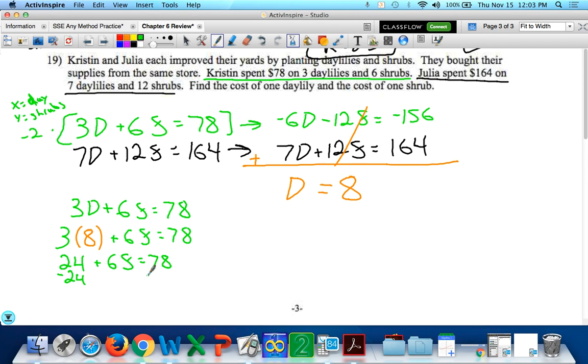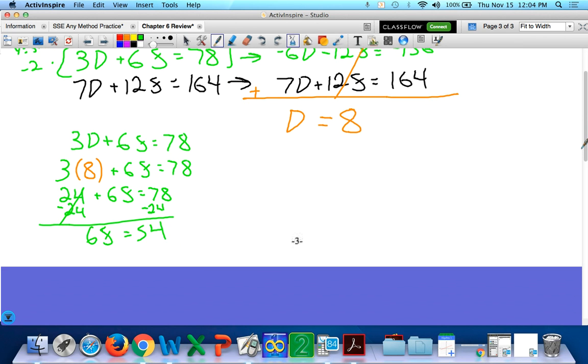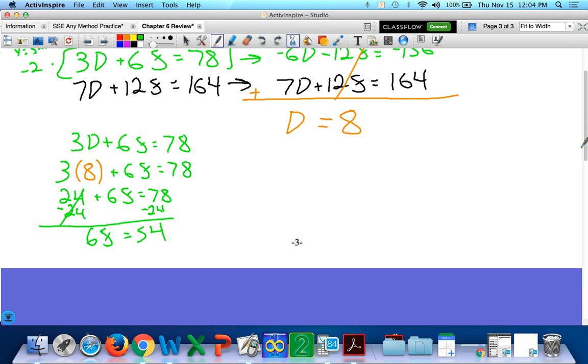Subtract 24 on both sides. We get 6S equals, be careful again here, put this in your calculator if you're not sure. I believe it's going to be 54. And if that is indeed 54, we can divide by 6, and we find that shrubs equal 9.